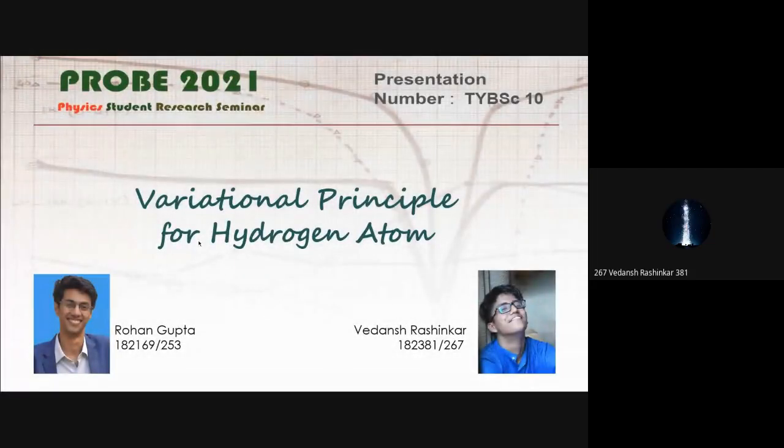Good afternoon, everyone. This is Vedansh Rashenkov here, and my partner is Rohan Gupta. The title of our project is the variational principle for the hydrogen atom. We did this project in our 5th semester in the course of atomic and molecular physics. So let's break the title into parts.